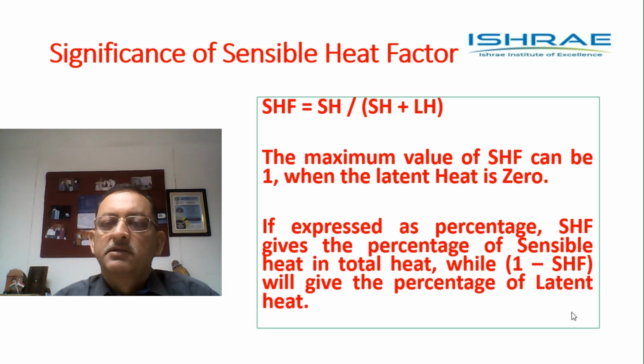Where is this latent heat coming from? That is what we have to think. And what are those conditions where SHF can be equal to 1? Further thinking about it from the simple ratio in front of us, we also see that SHF can also be expressed as the percentage of sensible heat as compared to the total heat. And if we talk about 1 minus SHF, that is the percentage of latent heat that would be present in air.